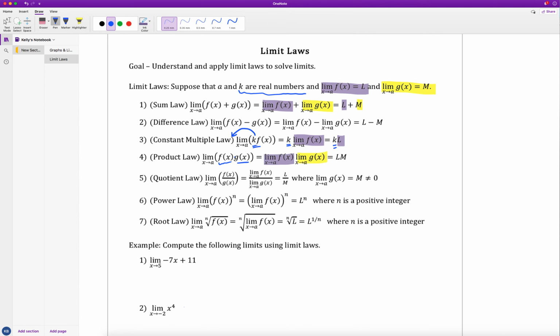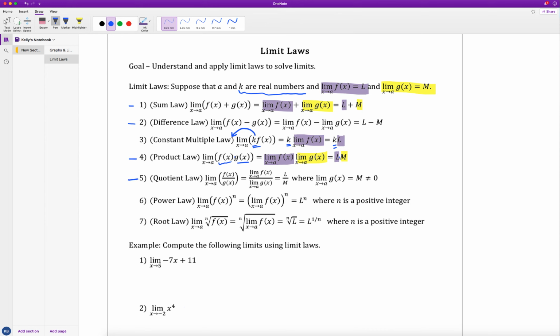and since each of those limits individually exist, and we know the limit as x approaches a of f of x is going to be equal to L, and the limit as x approaches a of g of x is equal to m, that is equivalent to having L times m then. So really 1, 2, and 4 kind of go hand in hand there with addition, subtraction, and multiplication.